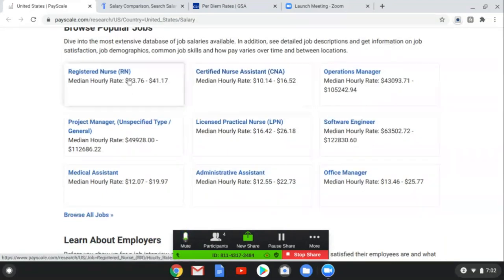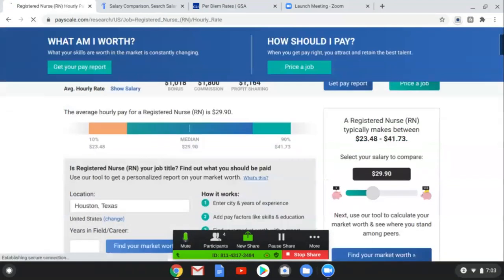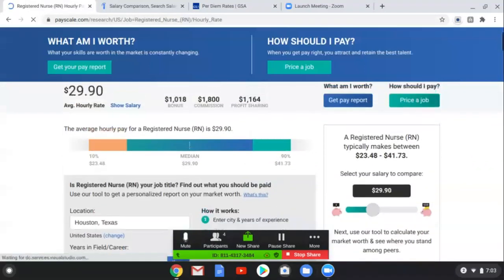Here, we're going to take a quick look at the registered nurse role and see what the average pay is, which looks accurate. The average pay for a registered nurse, and it doesn't really get into specialties because some of that can be challenging, is about $29, which I think is fair. I think on average that's about right.